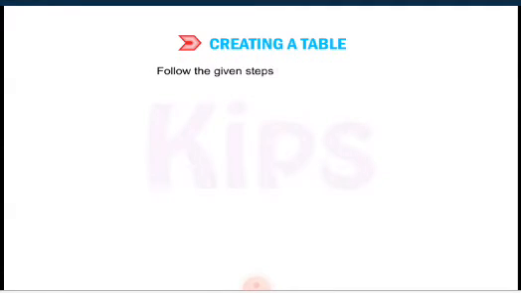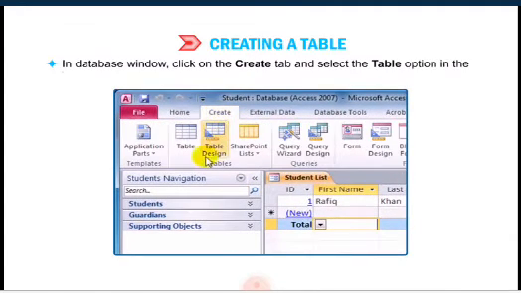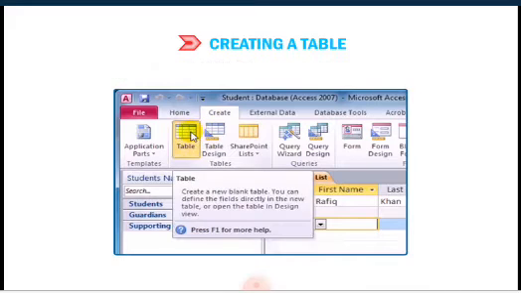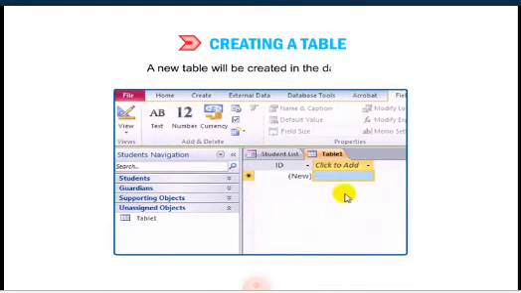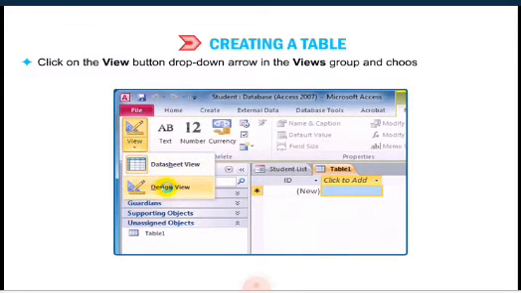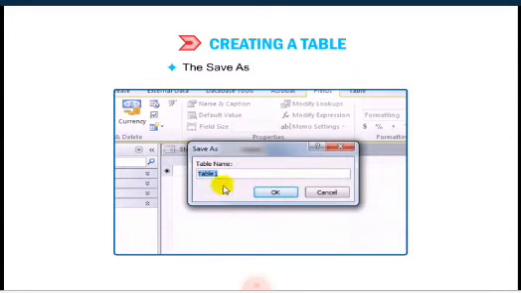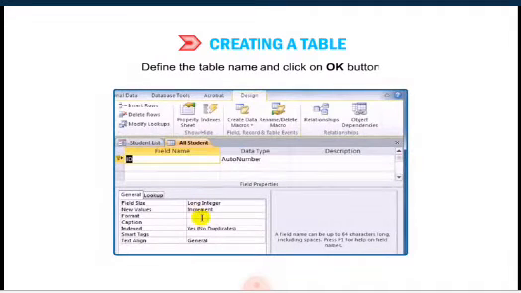Follow the given steps to create a table. In the Database window, click on the Create tab and select the Table option in the Tables group. A new table will be created in the database. Click on the View button drop-down arrow in the Views group and choose Design View from the drop-down menu. The Save As dialog box appears. Define the table name and click on the OK button.